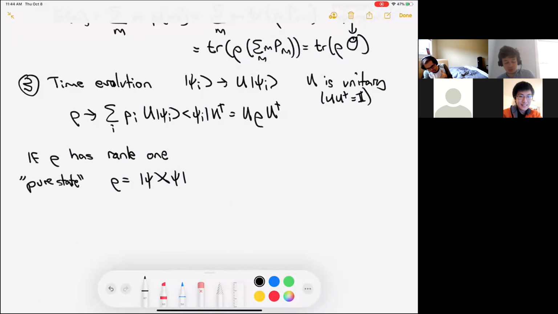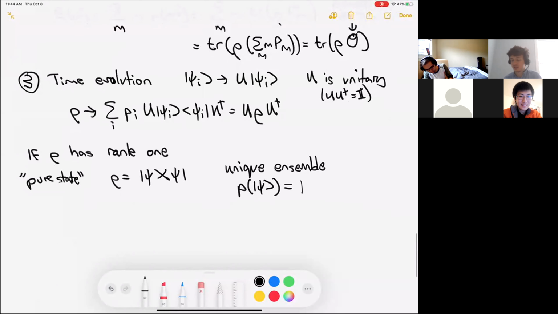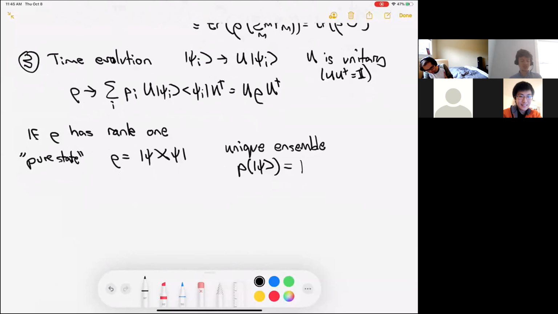That's because there is only one ensemble that gives this density matrix, and that is that the state is ket psi with probability 1. So these pure states, these rank 1 density matrices, are the way we describe the ordinary quantum states with no classical probability involved that you have been used to.